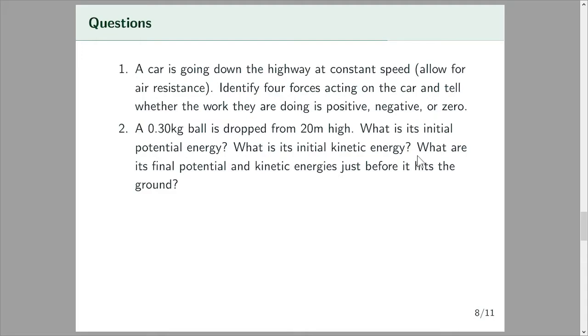In the second problem, a 0.3 kilogram ball is dropped from 20 meters high. What is its initial potential energy? You should have a formula for that. What's its initial kinetic energy? Assume it's dropped from rest. What are the final potential and kinetic energies just before it hits the ground? You should be able to follow the calculation we did just a few minutes ago and work your way through that.